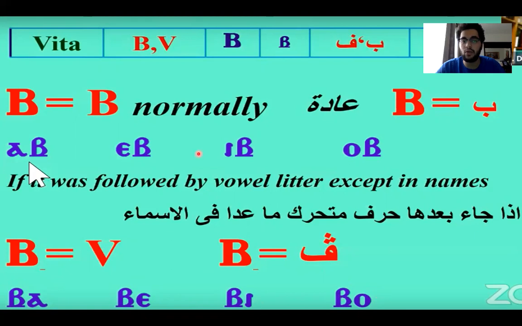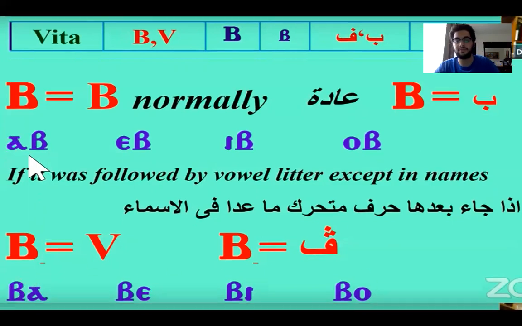So once again, normally the letter Vita is a B sounding, and it's ab, eb, ib, ob because it comes after a vowel. The consonant here is the letter Vita, and it comes after the vowel sounding letter. The other times when it sounds like a V is when it comes before a vowel. So here it's va, ve, vi, vo.